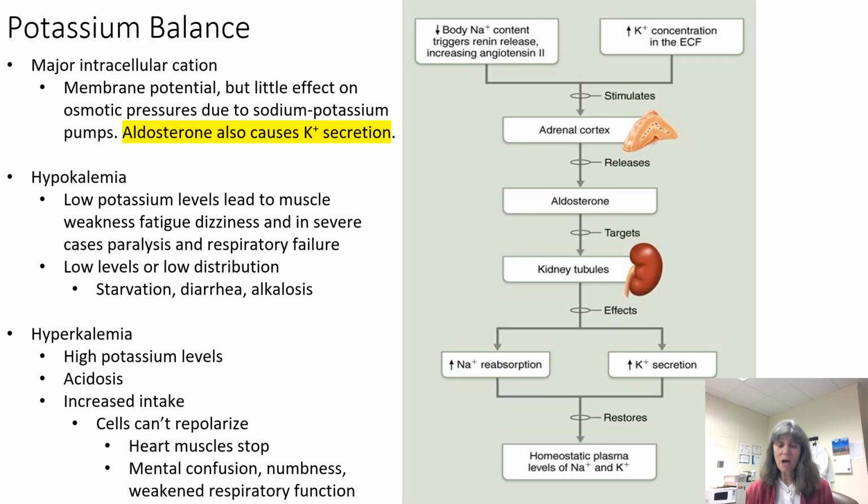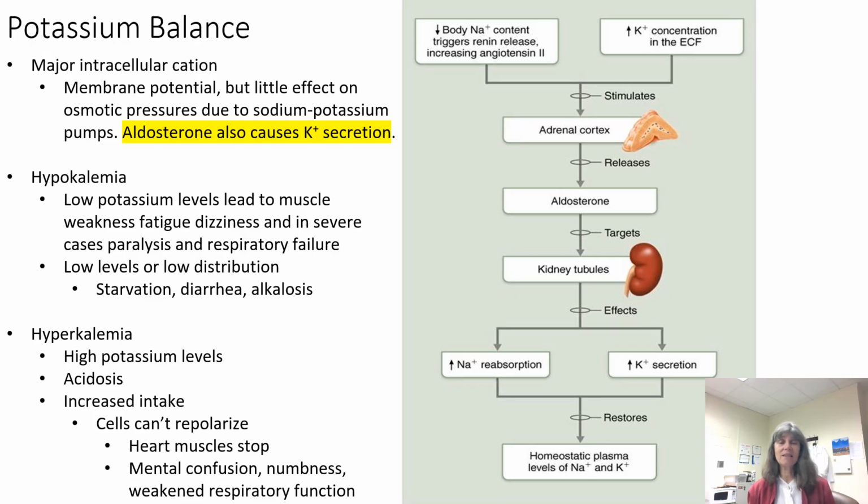And potassium helps establish membrane potential, which is the electrical voltage differential from the outside of the plasma membrane to the inside of the plasma membrane when the number of cations from one side is compared to the other. And we know that aldosterone will help us reabsorb sodium, in which case water will follow. What we haven't discussed yet is the fact that aldosterone also causes the secretion of potassium.